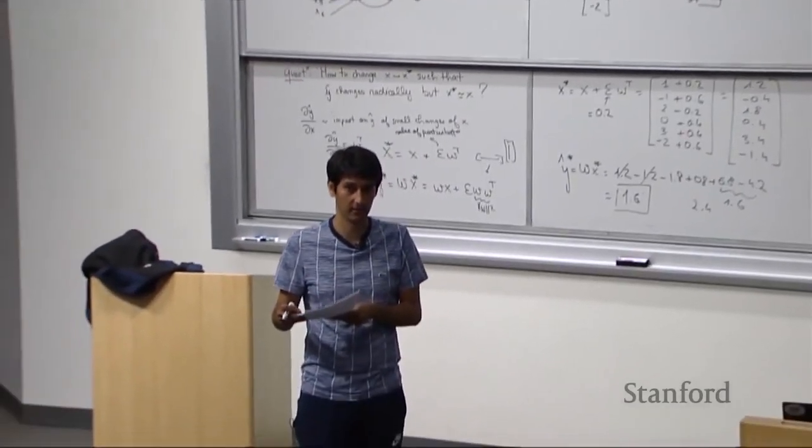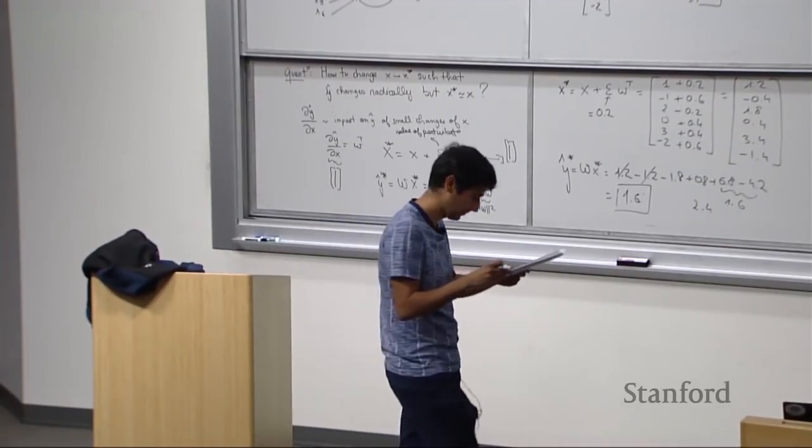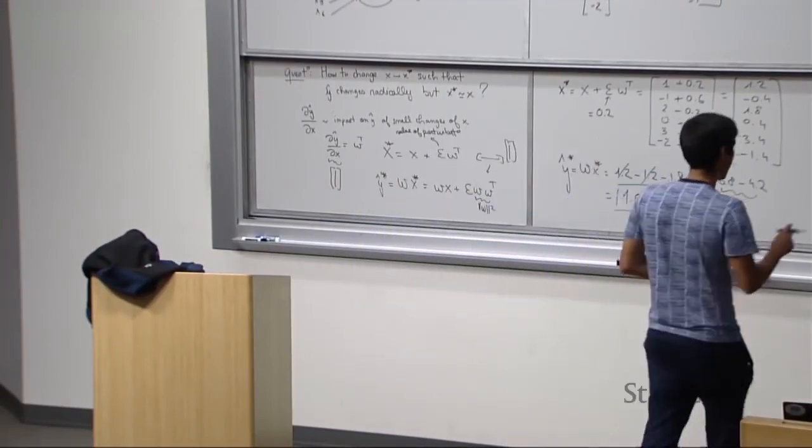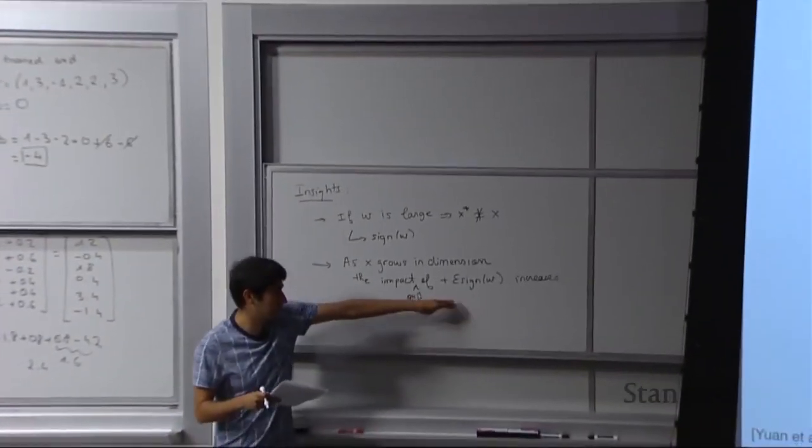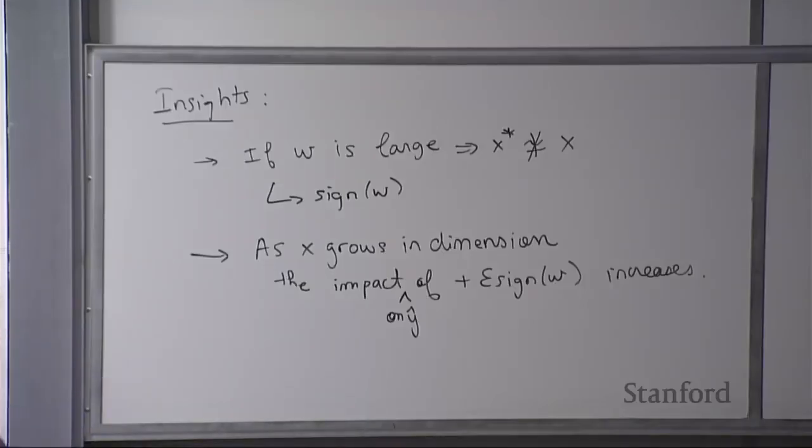Does it make sense? Do you guys have any questions on that? So epsilon doesn't grow with the dimension, but the impact of this term increases with the dimension. Okay.